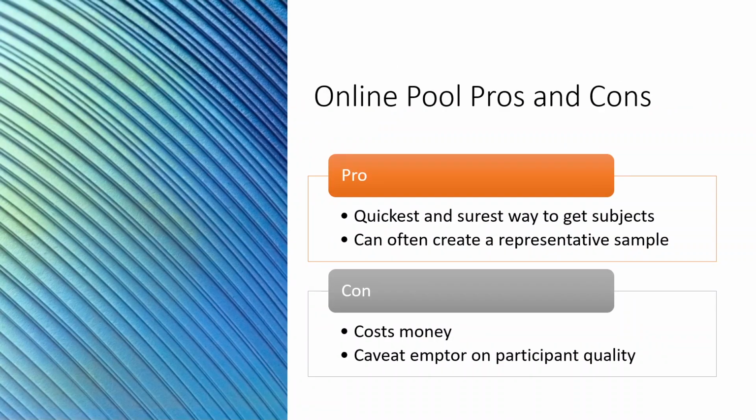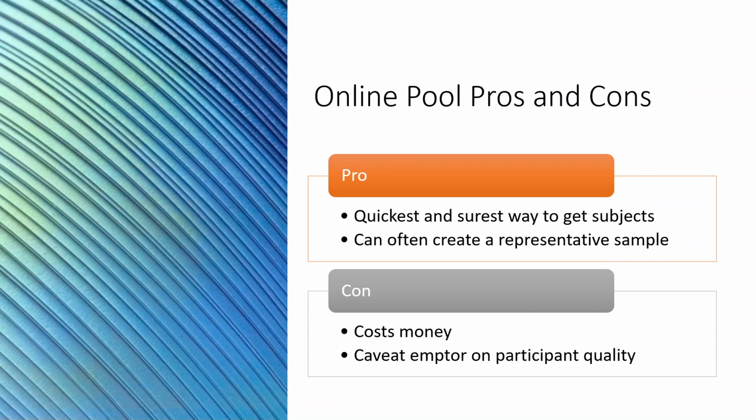Online pool pros and cons. So this is definitely the easiest way to get subjects if you have money. If you pay $5 to a Turker, they're going to pick your study and it's going to be done in a day. With something like Mechanical Turk, you can do 1,000 subjects in a day if you have the cash for it. They just have people there to work.